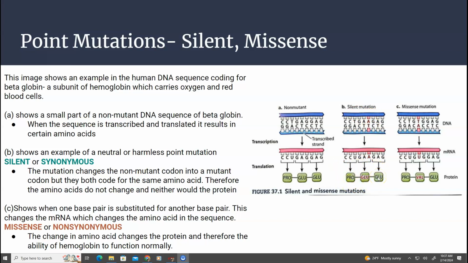amino acid sequence. A missense or non-synonymous mutation would be here where T and we have an A. So the T would pair with a U instead of an A. So it should be an A here, but it is a U. And GUG codes for a valine instead of a glutamine, as we could see here in the non-mutant form. So proline, valine, glutamine, that would change the amino acid sequence and therefore change the protein and therefore the ability of hemoglobin to function normally. So that's called a missense mutation.